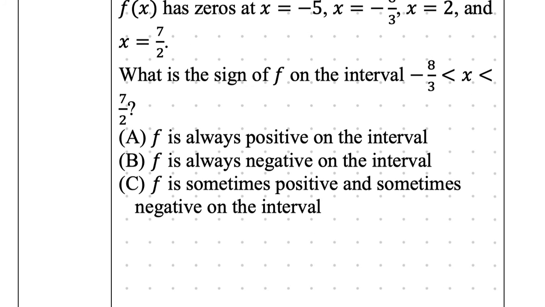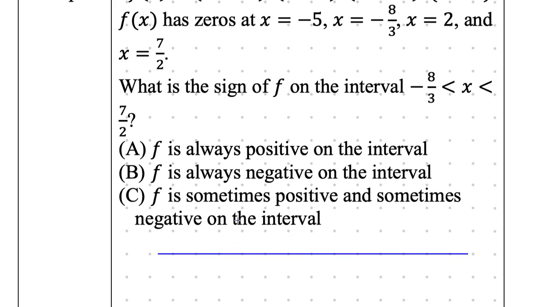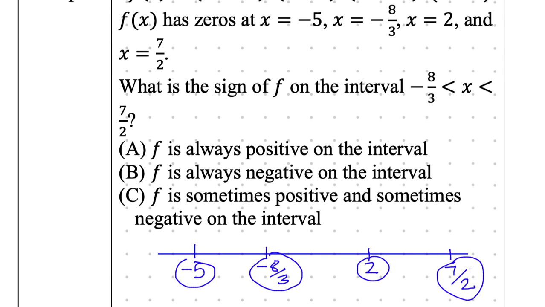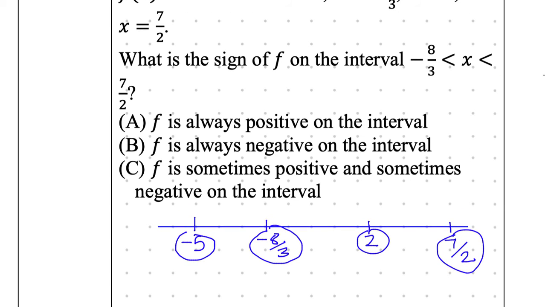So again, we make our number line. Our x-intercepts are listed. -5 I circle. -8/3 I circle. +2 I circle. And +7/2 I circle. From there, I need to find test points.